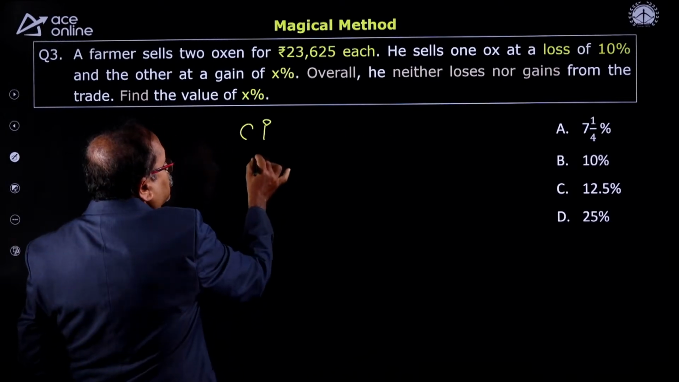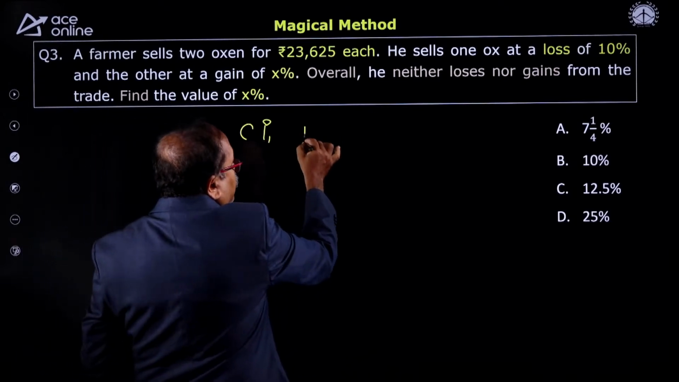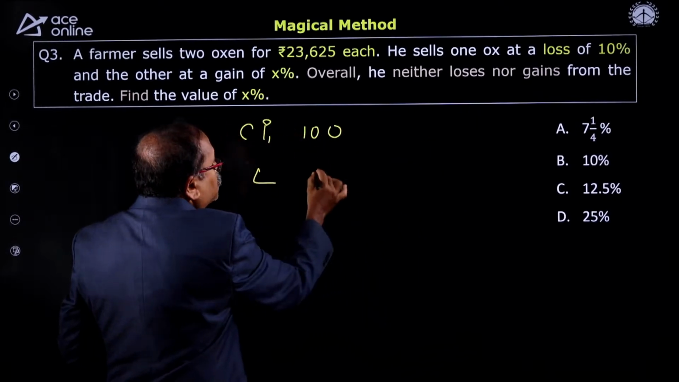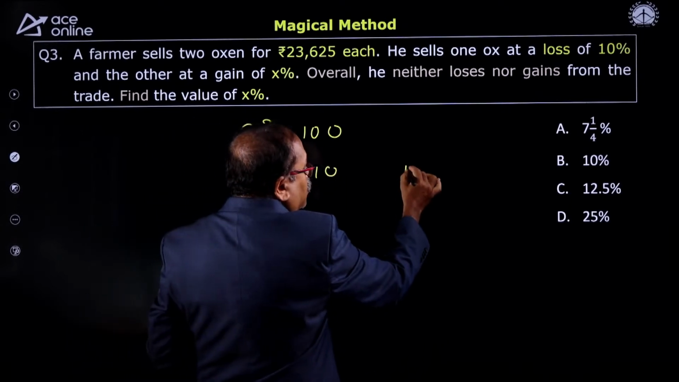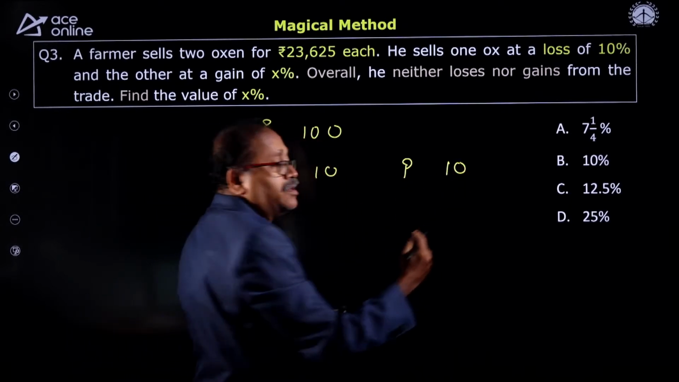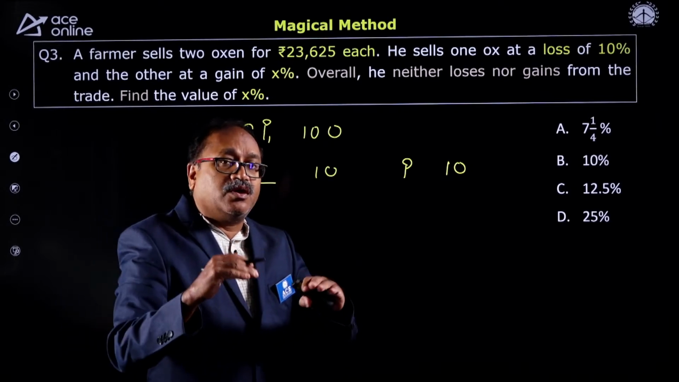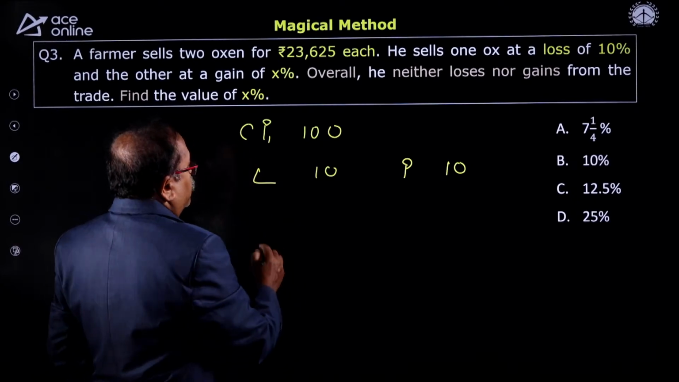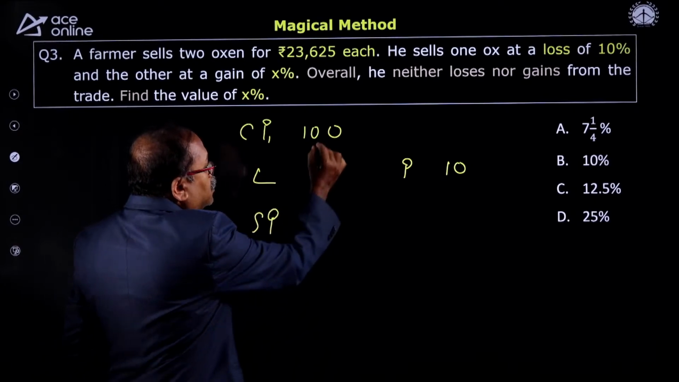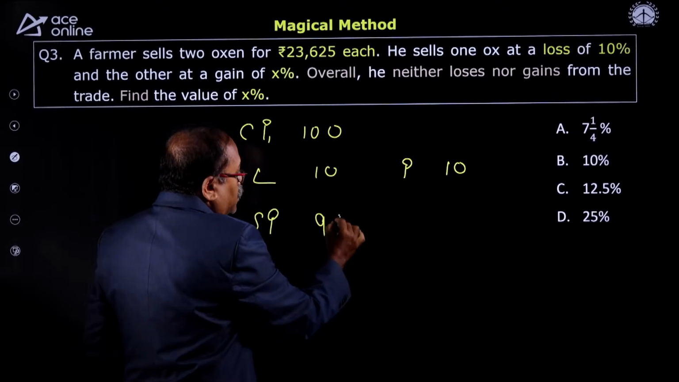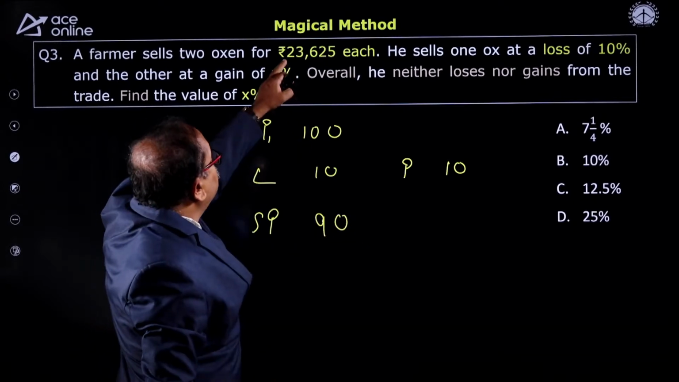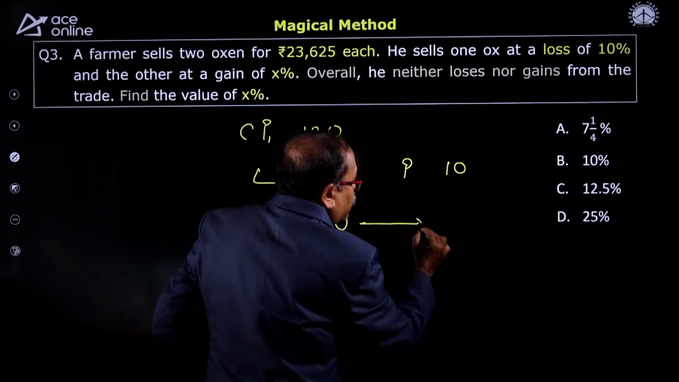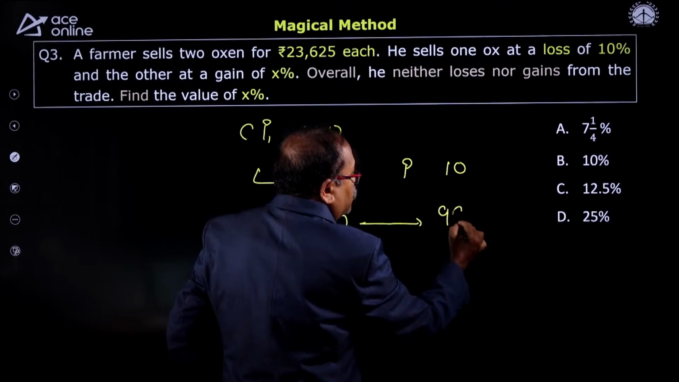So I will consider the CP1 as 100. Then what about the loss? There is a loss of 10, and in the other case there should be a profit of 10. Then only there will be no loss and no profit. Here there is a loss of 10, so the selling price will be 100 minus 10, that is 90. And here it says the selling price of both is the same. So if this is 90, the second article's selling price is also 90.